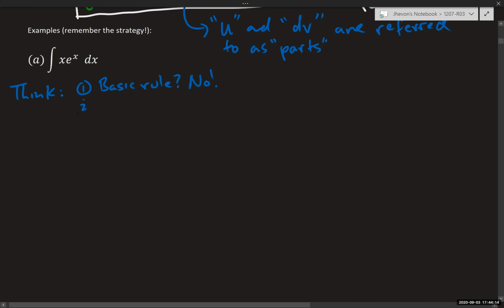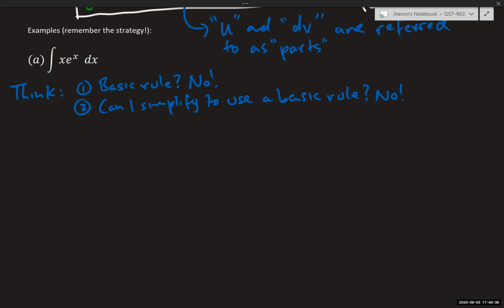And two, the second thing I'm going to think, can I simplify to use a basic rule? And you would quickly come to the conclusion that no here. What am I going to do with the x times e to the x? How can I actually simplify that and write it another way? Three, substitution.